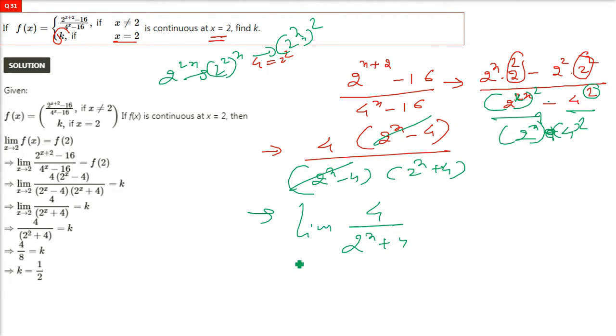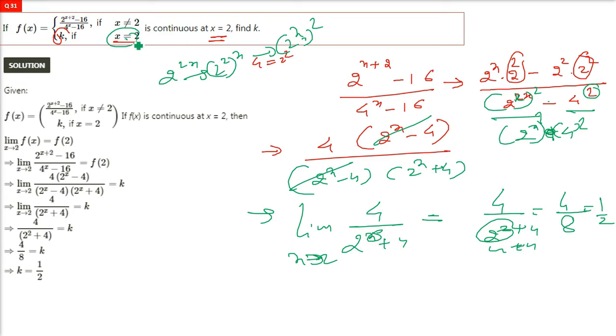Apply limit x tends to 2, because the continuity has to be checked at x equals 2. Now 4 divided by 2 raised 2 plus 4. 4 by 4 plus 4 is 8. So 4 by 8. So you have half. So k is equal to half it is. Because k is equivalent to this value. K is equal to half. So k is half is the answer. This is how you have to do this.